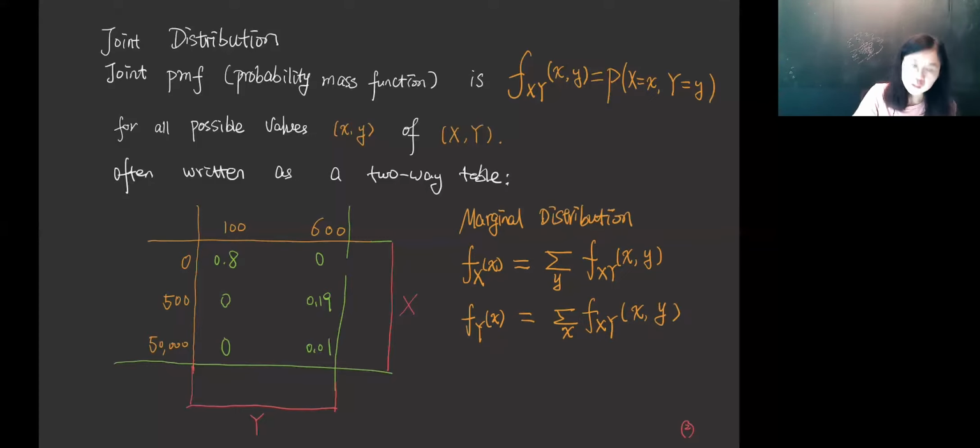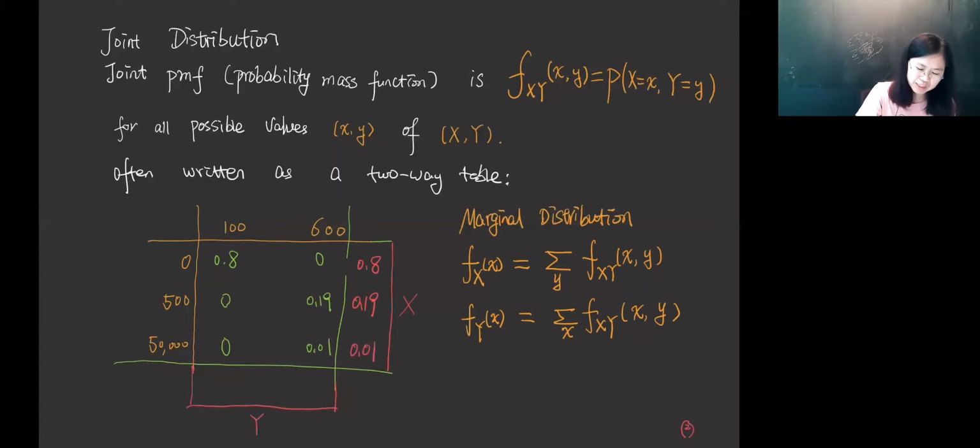For example, in this table, we can write the marginal distribution of X in this column by summing up the numbers on each row. So the probability that X equals 0 can be obtained by summing up these two probabilities. So that is, in this case, 0.8. And similarly for this row, for X equals 500, the probability is 0.19. And for X equals 50,000, the probability is 0.01.